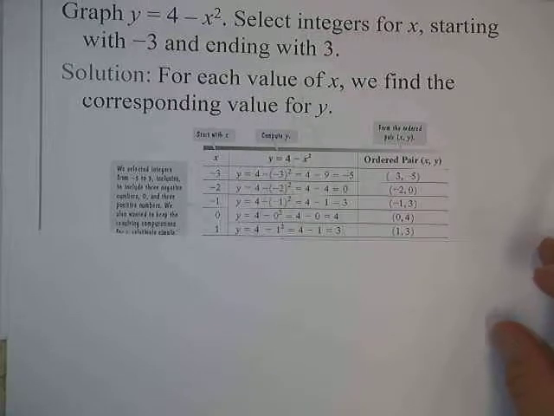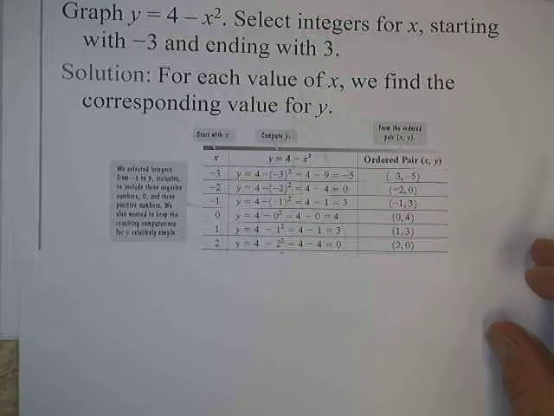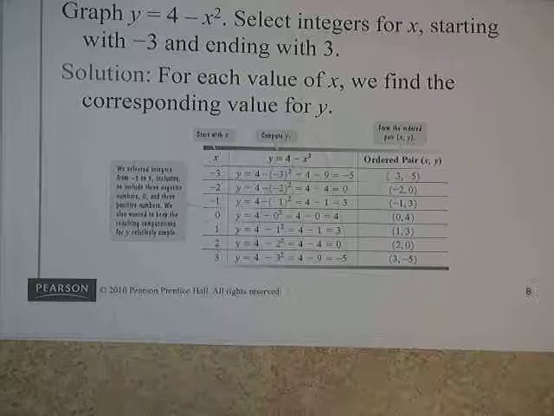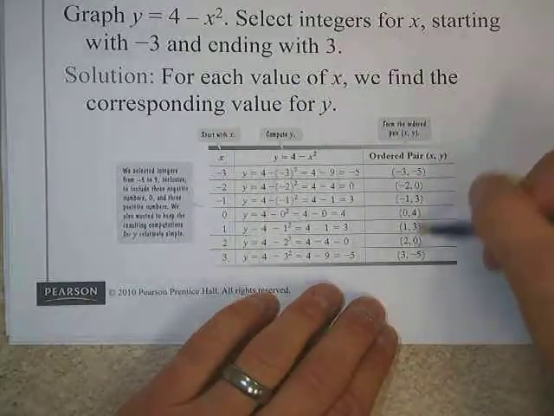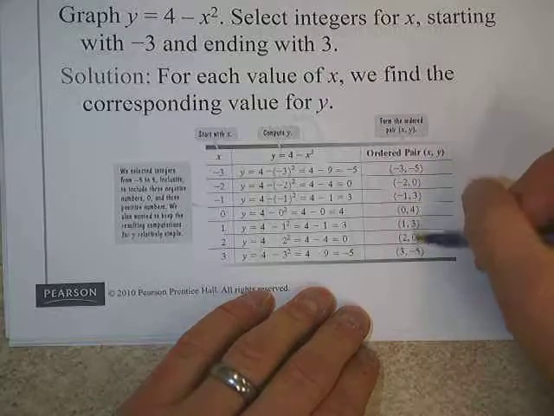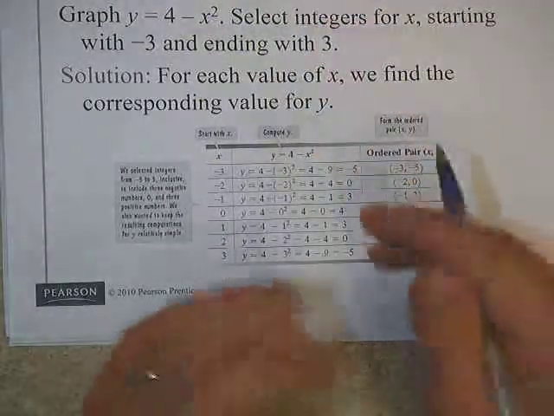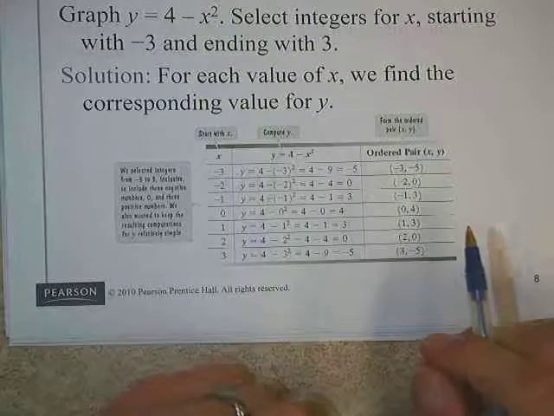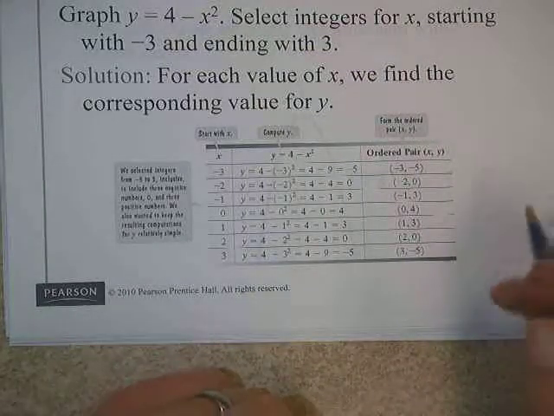If we plug a 2 in there, we're going to wind up with 0. -1 in there is going to give us 3. 0 gives us 4. 1 gives us 3. 2 gives us 0. 3 gives us -5. And with that said, we ultimately have a set of ordered pairs that we could draw. Now again, this is just 7 points that are on this graph.